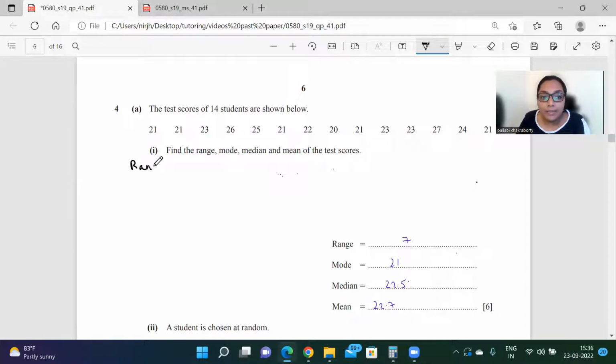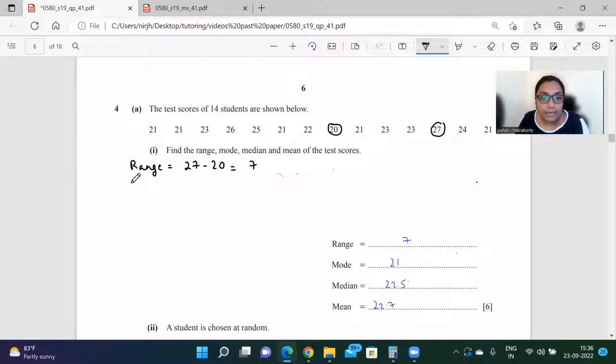How do we define range or how do we find the range? Range is the highest minus the lowest value, right? So the highest value over here is 27. The lowest is 20. So simply the range will be 27 minus 20, which is 7.